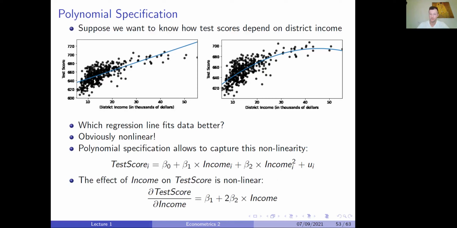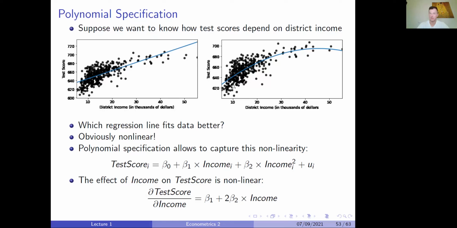And now the effect of this variable changes, because the effect of income on test score is no more linear. Whenever we take the partial derivative of test score with respect to income, we have beta 1 plus 2 beta 2 times income. So the effect of income depends on the size of income.